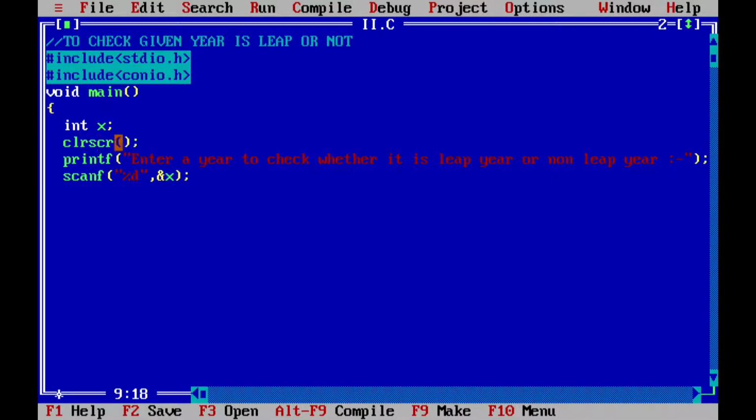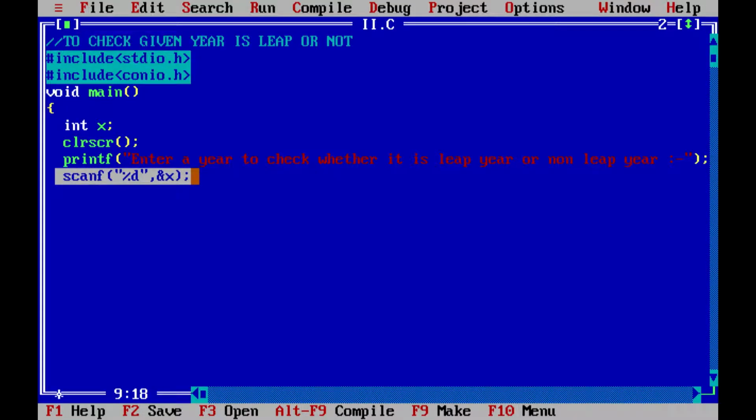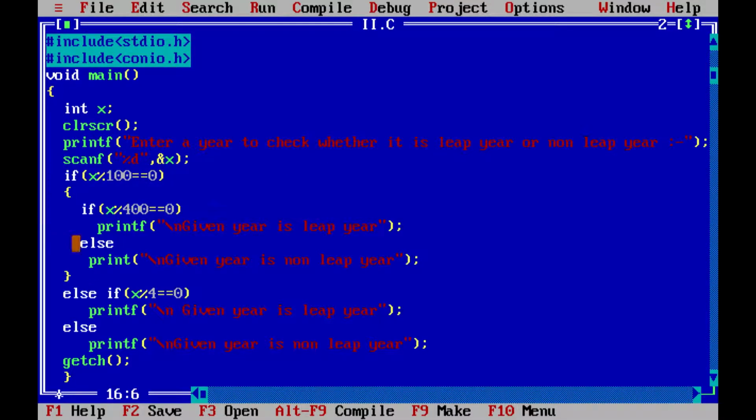This is the solution of this particular problem. We include the header files, and the first thing, we need to declare a variable which is used to store the given year which is given by the user. So we print the statement that says enter a year to check whether it is a leap year or non-leap year. This is again optional. For that, we save the year in the address of x by the use of a scanf statement. Okay, so let's check the main condition of this particular problem. Firstly, we use the if statement to check whether it is a century year or not.